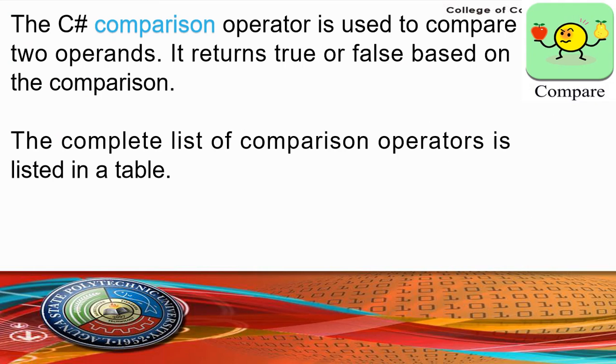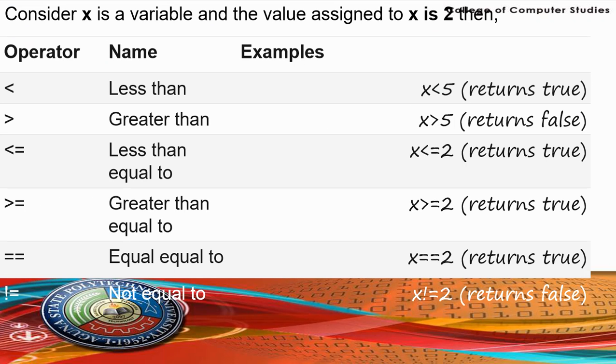Alright? Next, we have the comparison operator. The comparison operator, which is also called the relational operator, is used to compare two operands. It returns true or false based on the comparison. The complete list of comparison operators are the following. So consider x is a variable and it has a value of 2. So these are the operators.